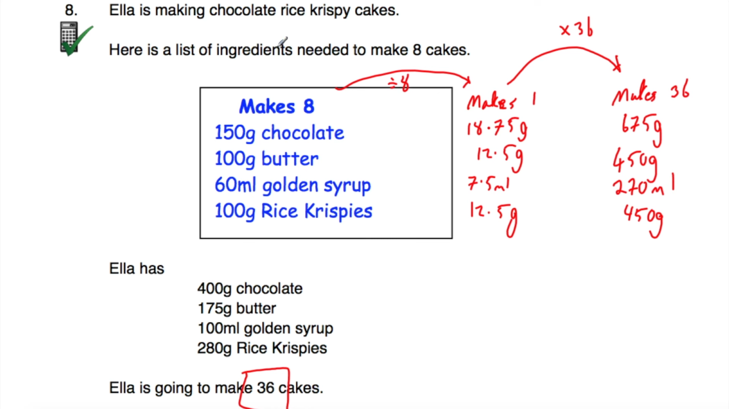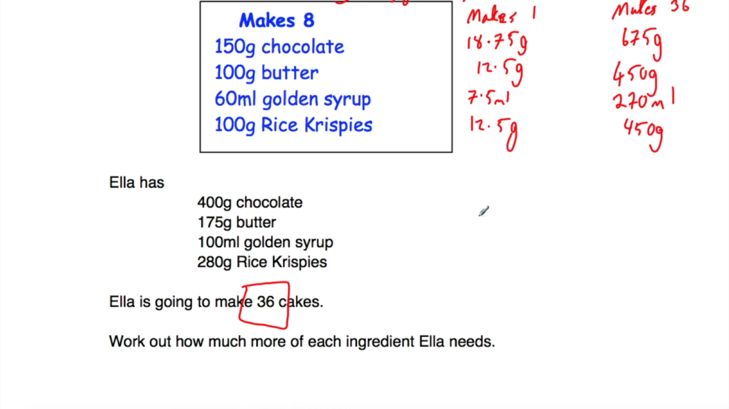Okay, so we've now worked out how much chocolate, butter, golden syrup and Rice Krispies Ella needs to make the 36 Rice Krispie cakes. So she needs 675 grams of chocolate, 450 grams of butter, 270 milliliters of golden syrup and 450 grams of Rice Krispies. But we were also told how much she had to begin with. So in the cupboard perhaps she's got 400 grams of chocolate, 175 grams of butter, 100 milliliters of golden syrup and 280 grams of Rice Krispies. And the question asks us how much more of each ingredient does she need.